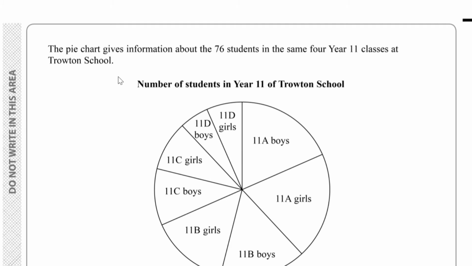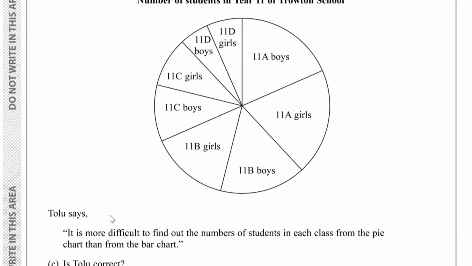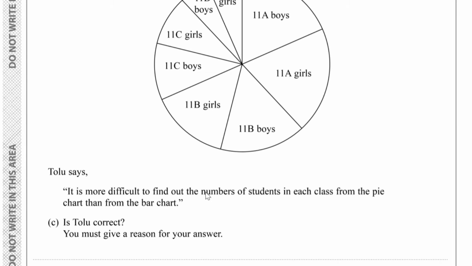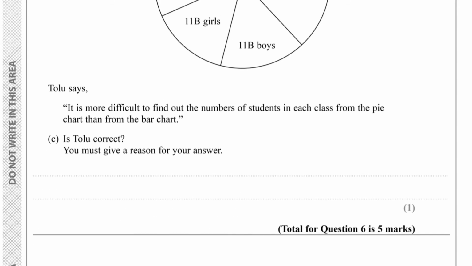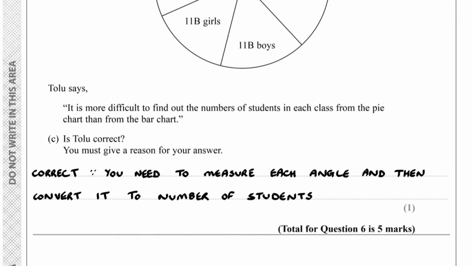Now, the pie chart gives information about the 76 students in the same 4 Year 11 classes at Thornton School. Tolu says it is more difficult to find out the number of students in each class from the pie chart than from the bar chart. Is Tolu correct? You must give a reason for your answer. Well, I think she's correct, and that's because you need to measure each angle and then convert it to the number of students. So that's why it's more difficult.